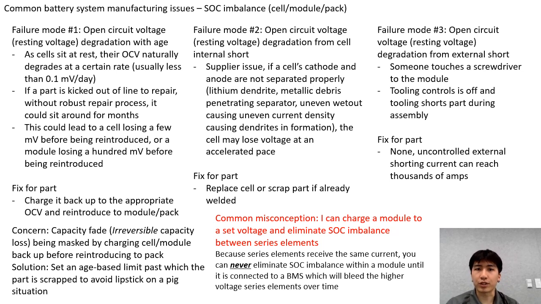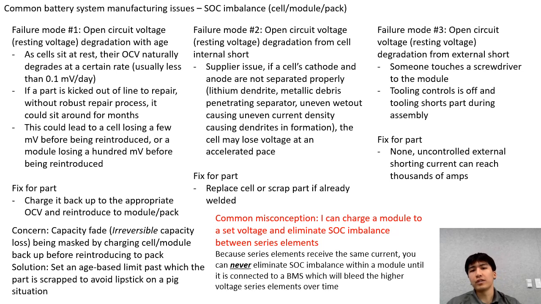The second failure mode is open circuit voltage degradation from a cell internal short. This happens if the supplier is sending a cell where, for example, the cathode and anode are shorted. It's not separated properly. One way this can happen is if they over-voltaged it during the formation process, and now there's lithium buildup on the anode, and a dendrite is poking through the separator. It's like a little finger that pokes through the separator and touches the cathode, and now it's shorted, and the cell is losing voltage, it's losing capacity.